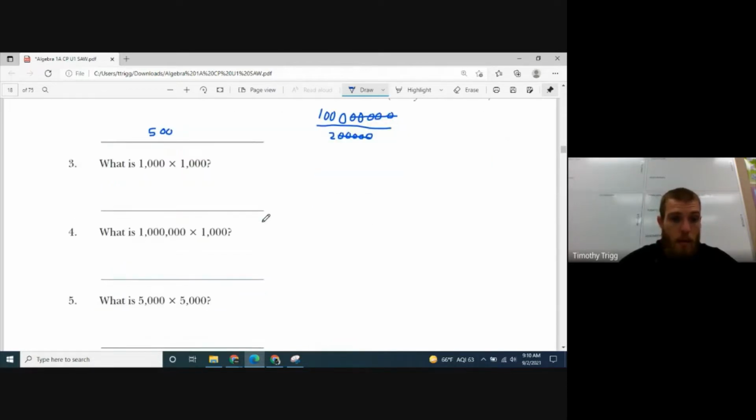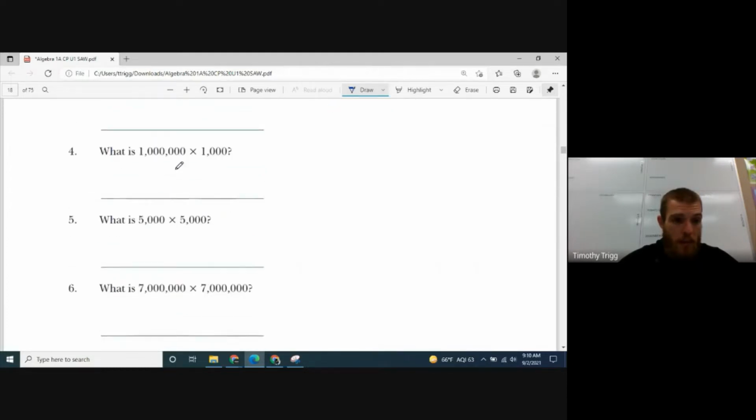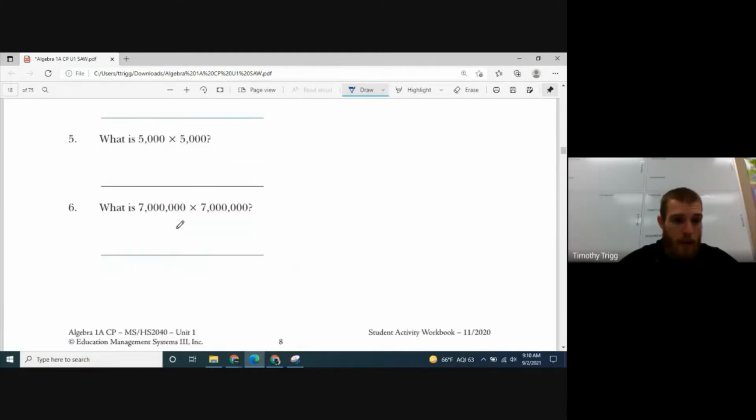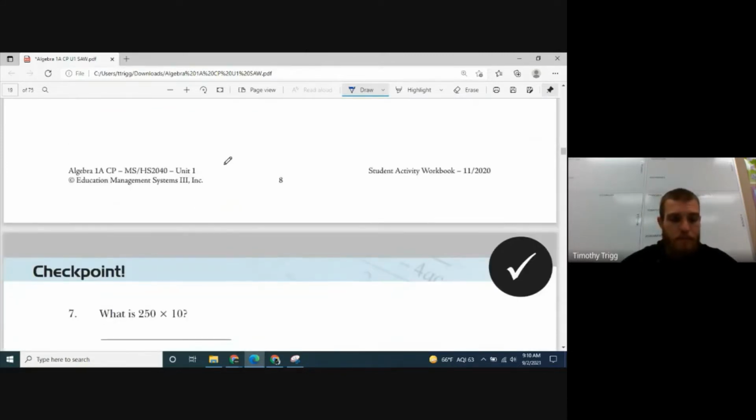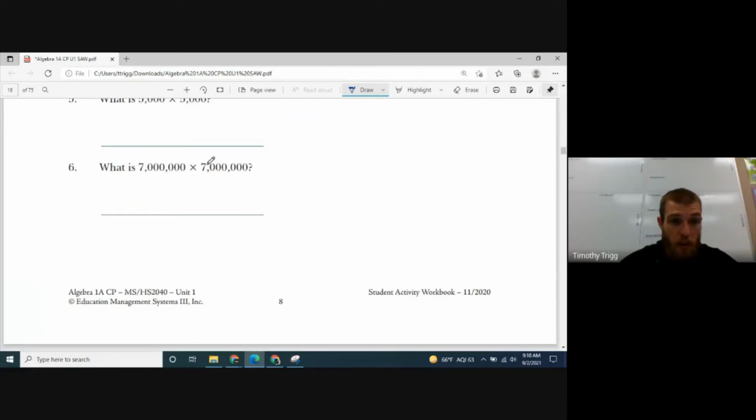Okay. See if you could do number 3 on your own. I think 3, 4, 5, and 6. I'm going to let you try those on your own. Again, just multiply the front numbers and then add all of those zeros. So in this case, you would add 12 zeros at the end, 6, and then 6 more.